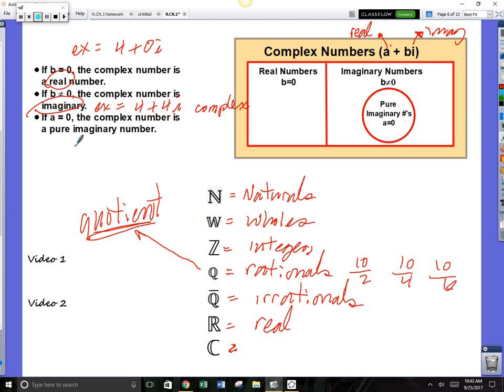What about the bottom one? What if a is 0? So what if I had like this? What if I had 0 plus 4 imaginaries? So I had no reals and I had 4 imaginaries. It's still complex, but this one is, if you have no reals and you have all imaginaries, then it's a pure imaginary. So you're not mixing with any reals. It's going to be pure imaginary, and it is complex.